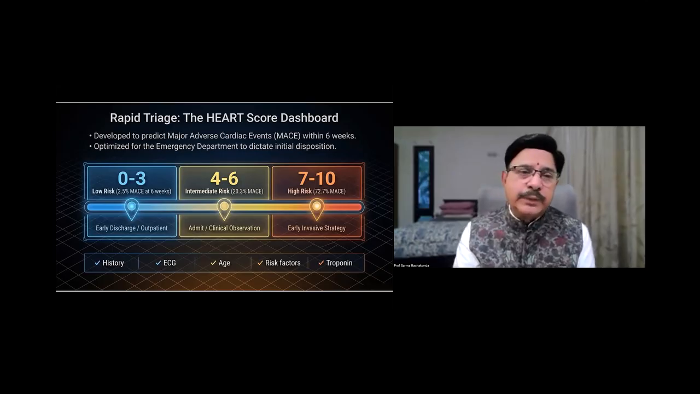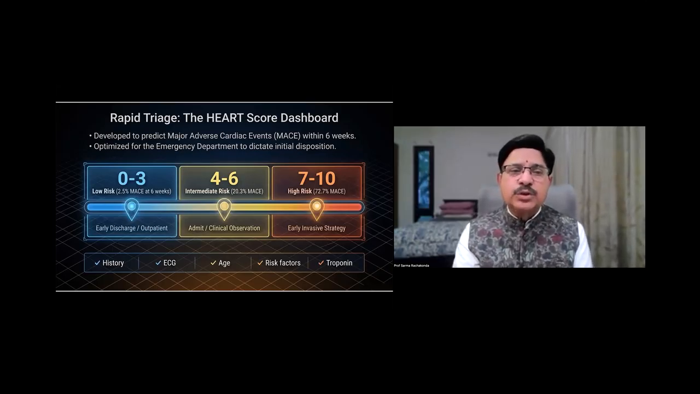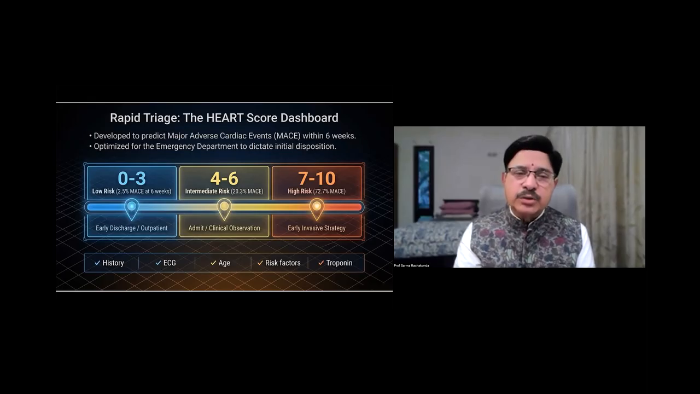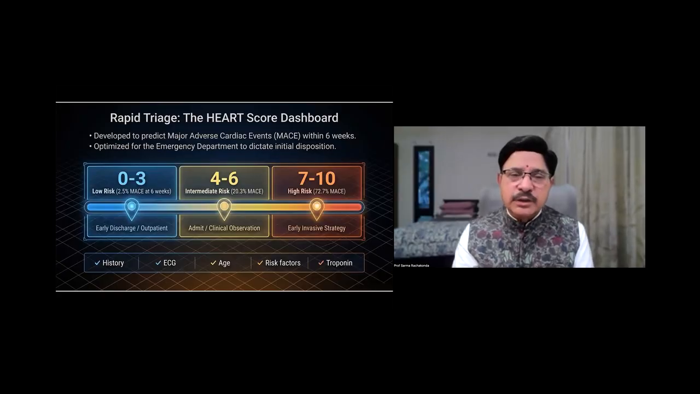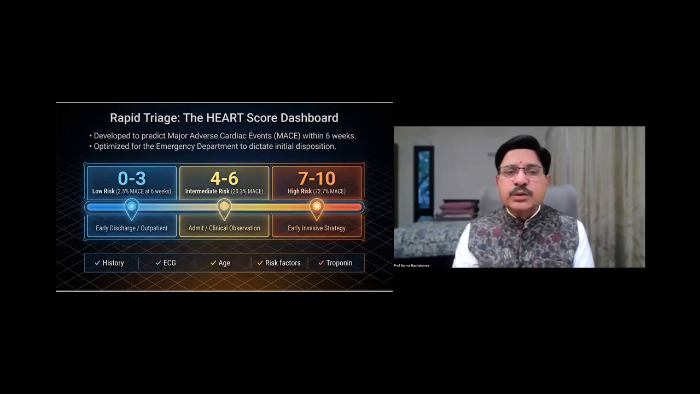In 2008. Now, if the score is 0 to 3, my patient can be discharged and managed as an outpatient. An alternative non-cardiac diagnosis is mostly pertinent. The risk of major adverse coronary events will be 2.5% or less. That means very low risk. If the score is between 4 to 6, intermediate risk, 20.3% major adverse coronary events will be there. And these people should not be discharged.